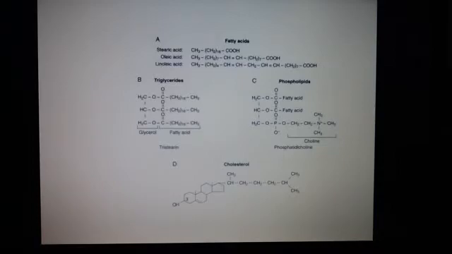Next, let's look at the phospholipids here. Now remember that the differences between the phospholipids and the triglycerides can be easily understood by looking at the head groups and noticing 2 versus 3 fatty acids for the head groups. So this is a good question. You might be asked about the differences between triglycerides and phospholipids.